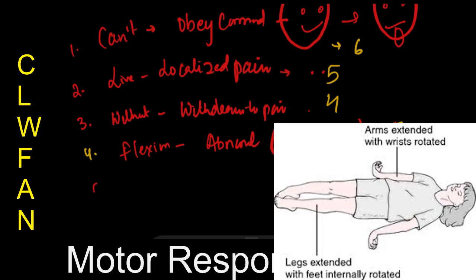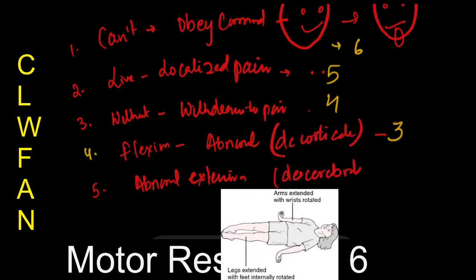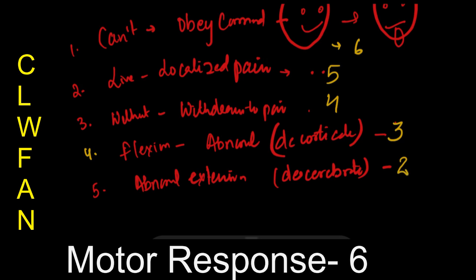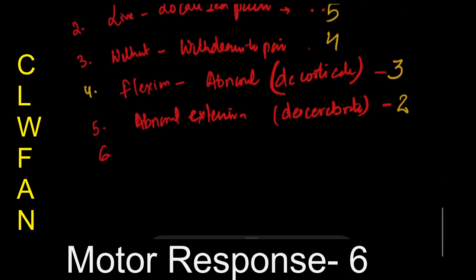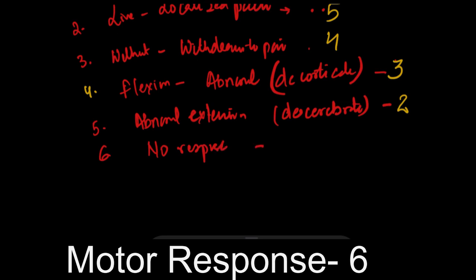Moving toward the next, the fifth thing, we will see abnormal extension. Now the patient will be having a decerebrate position. Giving this abnormal extension, the patient is lying down in a prone position. When we are giving pain or a stimulus, the patient will not respond, then we will give a score of 2. Now next we will move towards the sixth thing, which is no response. We have given enough stimuli, enough pain to the patient, still the patient is not responding, then we will give a score of 1.